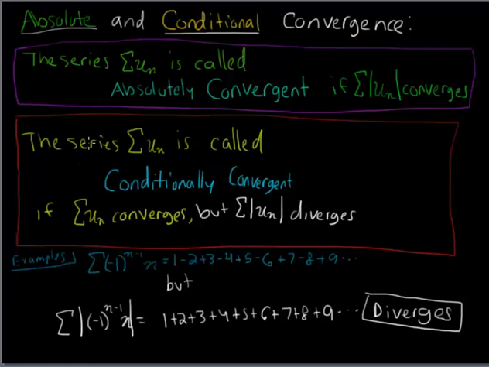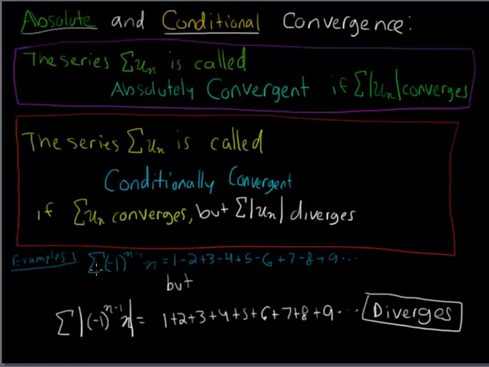The series, the sum of u sub n, is called conditionally convergent if it converges, but when you take the absolute value of it and sum the terms up, it diverges.